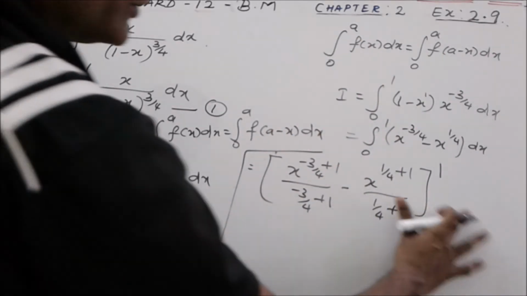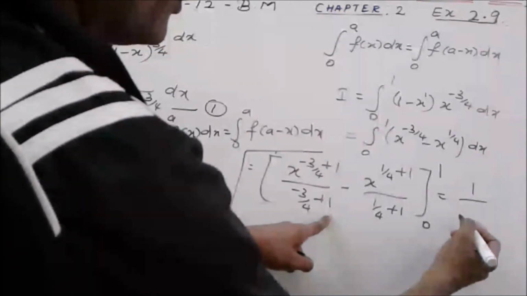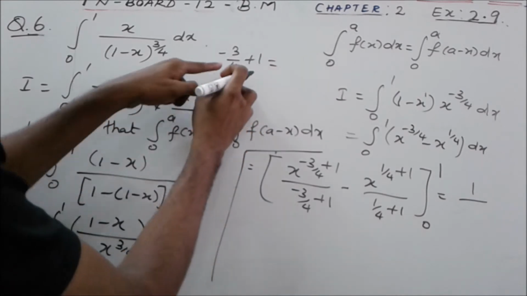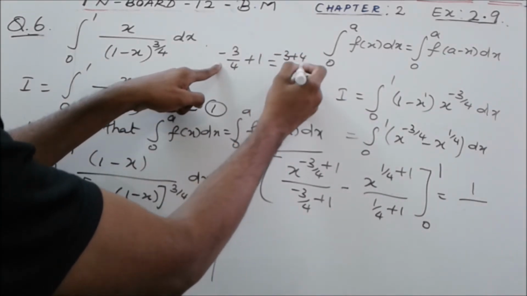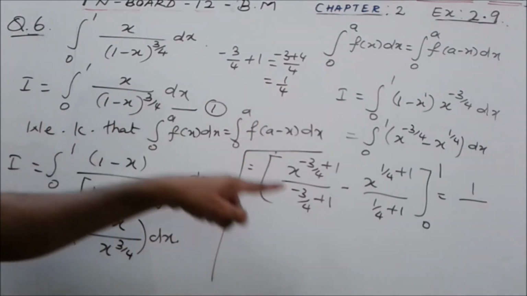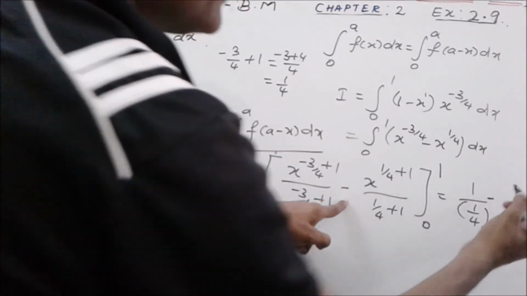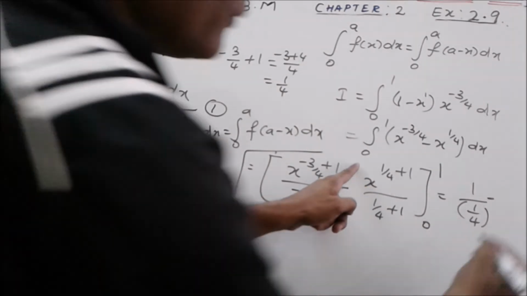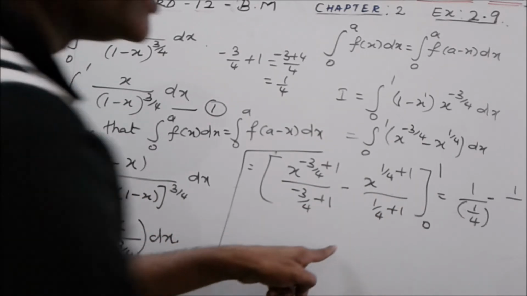So it will be equal to 1 by minus 3 by 4 plus 1. Minus 3 by 4 plus 1 equals minus 3 plus 4 by 4, which equals 1 by 4. So 1 by 1 by 4. Then minus, the next step. Here also 1 by, simplifying this, 1 plus 4 by 4, that is 5 by 4.